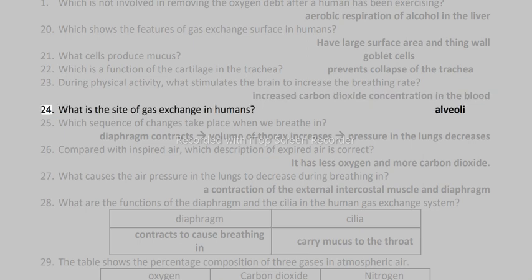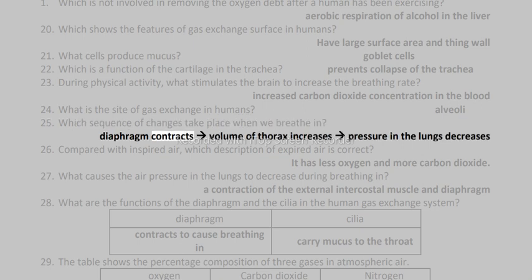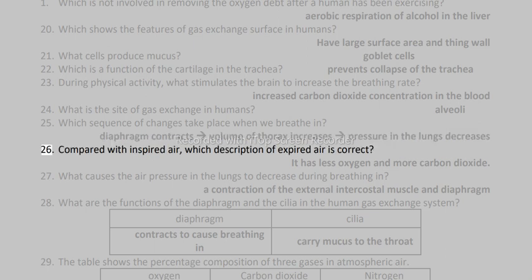24. What is the site of gas exchange in humans? Alveoli. 25. Which sequence of changes take place when we breathe in? Diaphragm contracts, volume of thorax increases, pressure in the lungs decreases. 26. Compared with inspired air, which description of expired air is correct? It has less oxygen and more carbon dioxide.